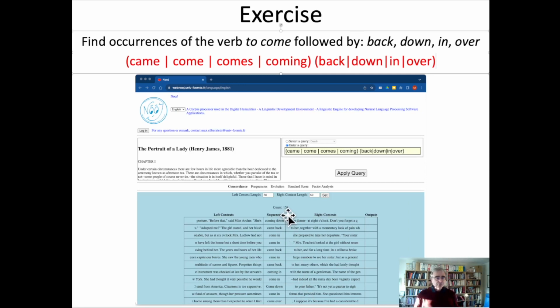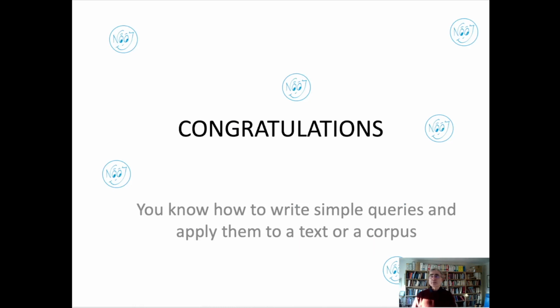158 occurrences. So here is the end of the queries of the grammar, regular grammars that you can build with Nooj, simple regular grammars. So congratulations, you now know how to write simple queries, basically simple regular grammars, and to apply them to text or a corpus. That would be exactly the same. Text locate, here you would say corpus locate, and then to get a concordance.